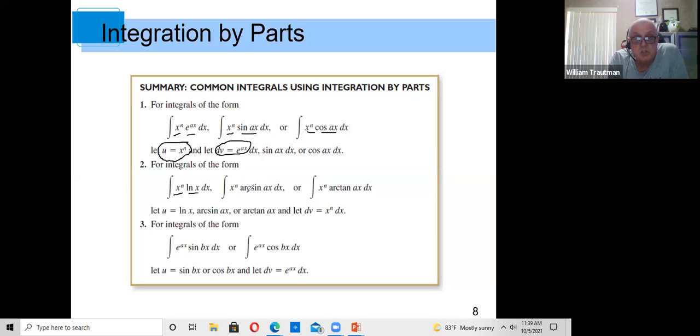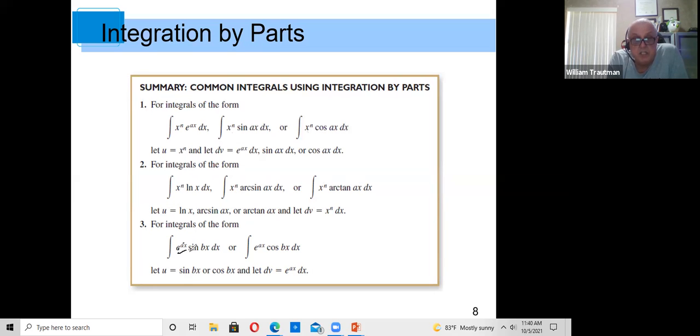If you have x natural log x, arcsine x, arctangent x, something with an arc or natural log, then u is going to be the ln or the trig function, and dv will be the x to the power. So this is good to have next to you while you're doing some of these problems also.